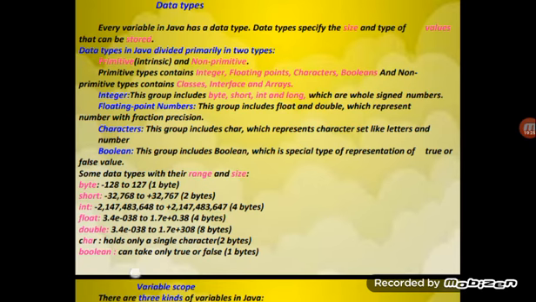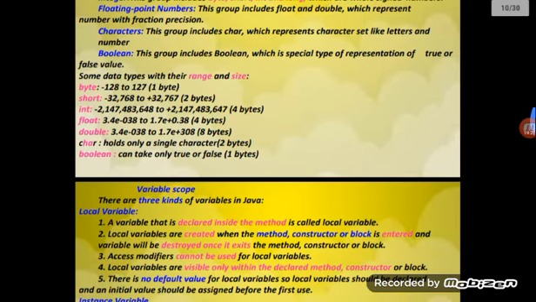Some data types with their range and size are given here. Byte has a range of -128 to 127 and a size of 1 byte. Short has a range of -32768 to +32767 and 2 bytes of memory. Then int has its range, and float has its range with 4 bytes, and double has 8 bytes. Char holds only a single character, 2 bytes. Boolean can take only true or false, which is 1 byte of memory. These are the primitive data types.